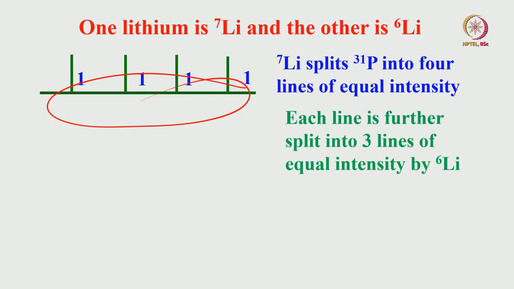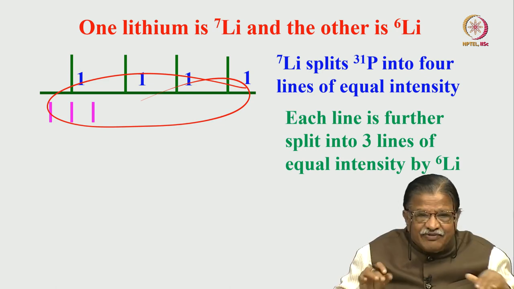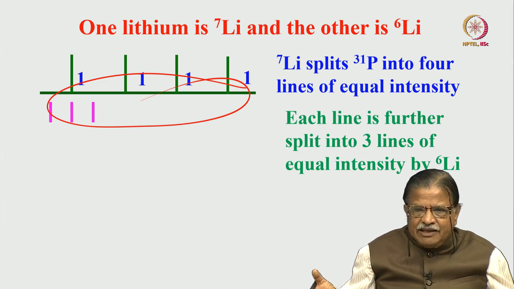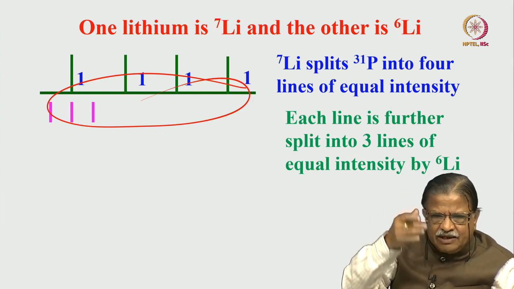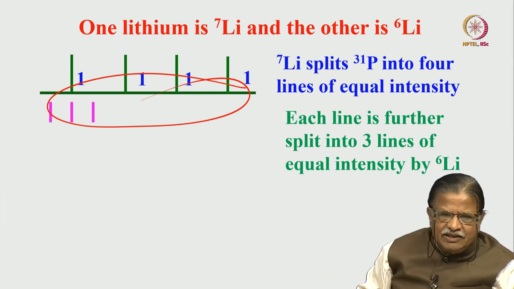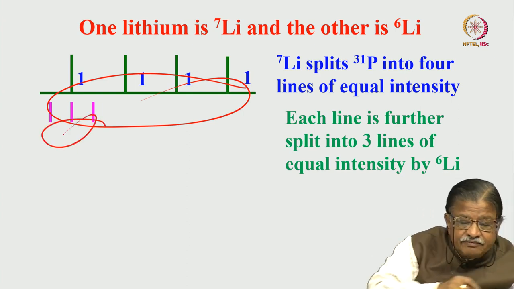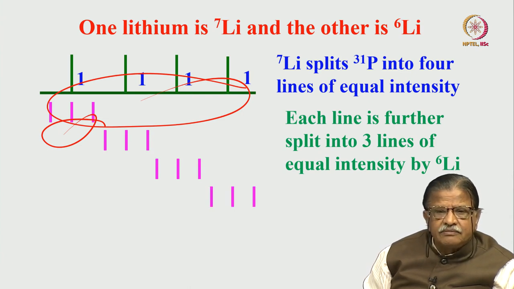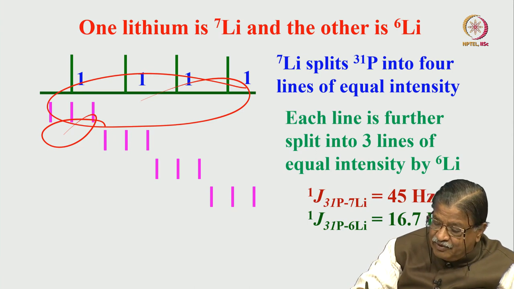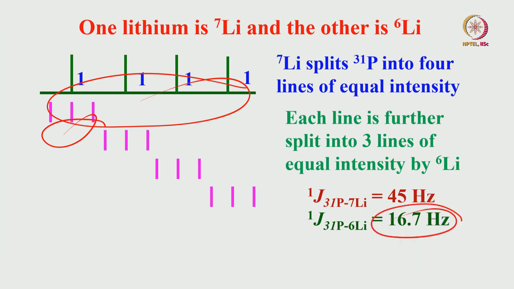Now, what is happening? It is also coupled to lithium 6. What is its spin? Its spin is 1. So, when spin is 1, each line is split into 3 lines of equal intensity. That's what we have been discussing in CDCl3, CFCl3, everything we discussed. In CDCl3, we showed that deuterium, spin 1, coupled gives 3 lines of equal intensity. So, this will be 3 lines, this will be 3 lines, this will be 3 lines, this will be 3 lines. And this coupling is only 16.7 hertz. As a consequence, there will be 12 lines of equal intensity.